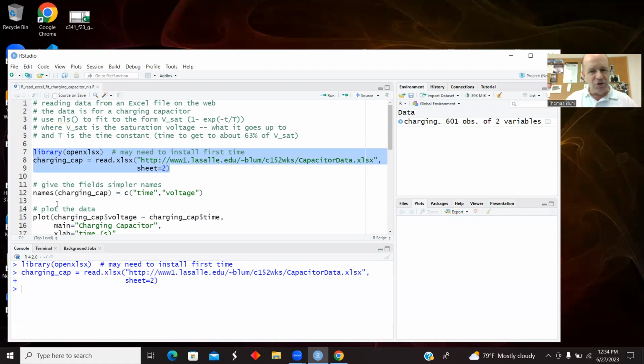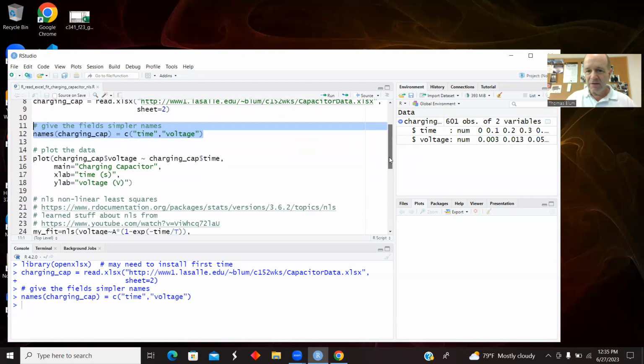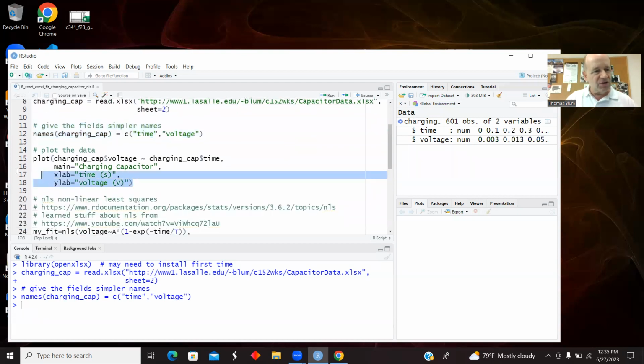And I wanted to rename the fields. The Excel file had long descriptors and units in the headers, which became the names of the fields. I wanted to rename my fields to simpler names, so I did that next. And so now it's just time and voltage, simple, without the units and so on.